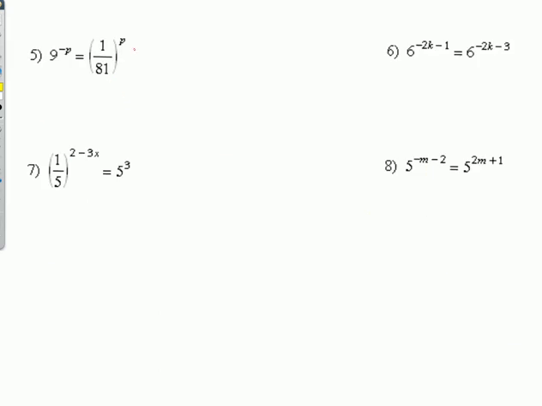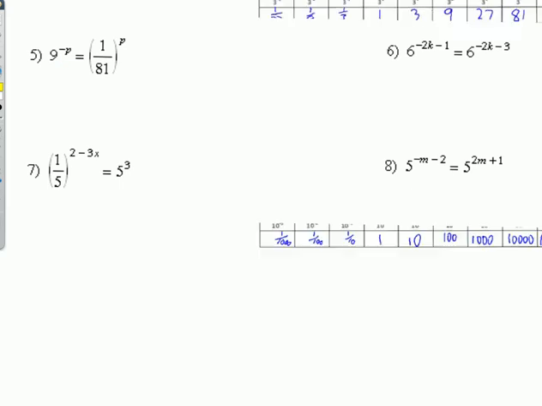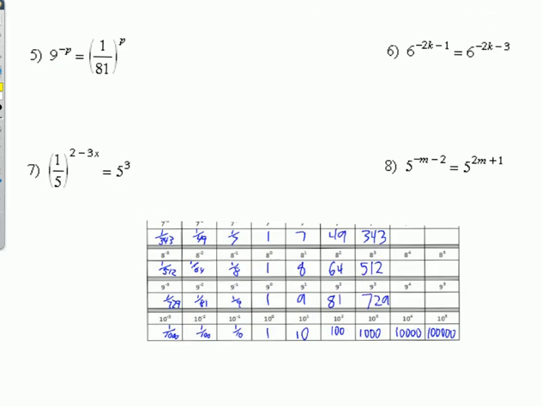Moving right along. Pause and try. All right. 9, if I look at my table, and 1 over 81, I'm going to find that they are, well, I know they're here on my 9. So I got 1 over 81, and just plain 9.